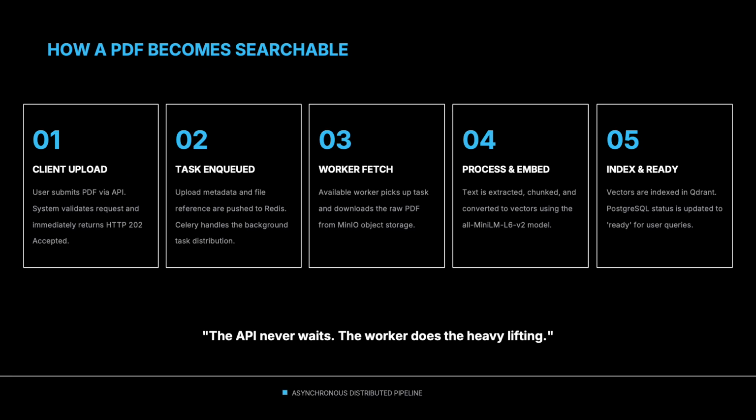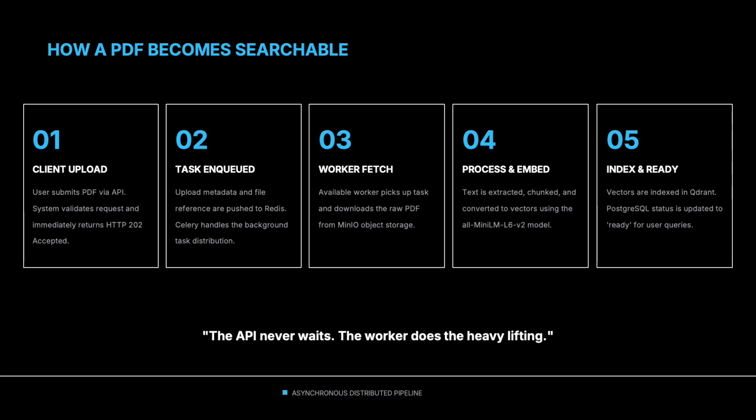So now, you might be thinking how a PDF becomes searchable. Let's look at the life cycle of a document in our system. Firstly, the upload happens. The client submits a PDF, the API validates it, and immediately returns that 202 status. The API never waits. Second, in queue. The metadata is pushed to Redis, and the file reference is stored. Third, the worker fetch. An available worker picks up the task and downloads the raw PDF from MinIO.